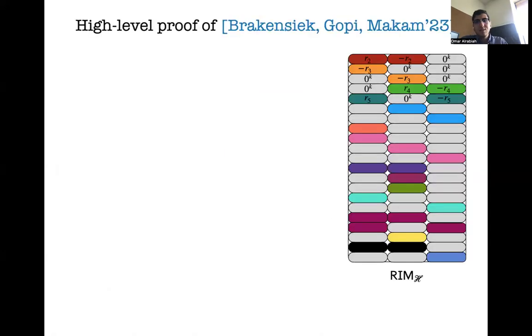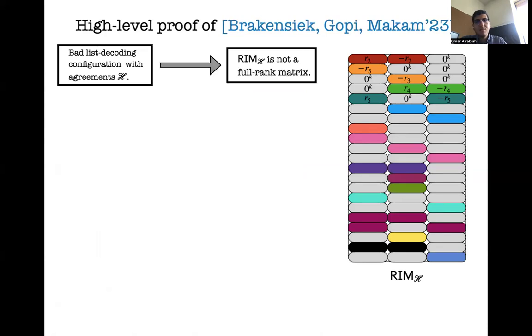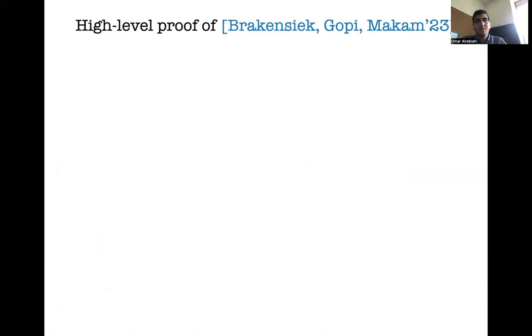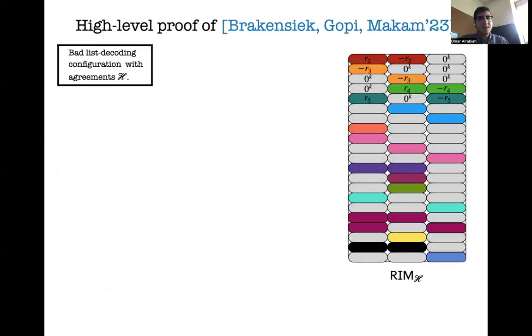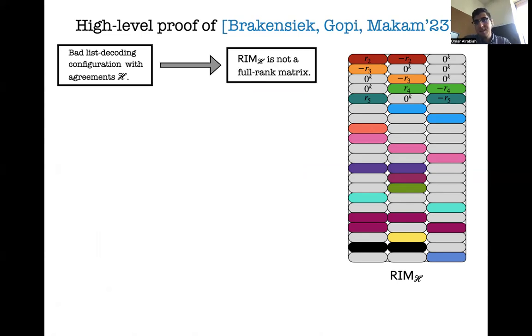So now our goal, here's a RIM matrix, is to show that every RIM matrix is full rank. So why do we want to do that? It's because if we start with a balanced configuration with agreements from H, then that says that the RIM matrix is not a full rank matrix. So we want to look at the probability that the RIM matrix is not full rank.